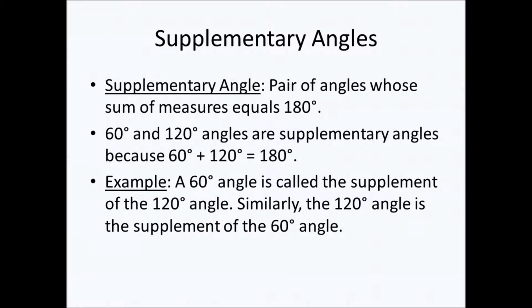Supplementary angles are a pair of angles whose sum of measure equals 180 degrees. 60 and 120 degree angles are supplementary angles because 60 degrees plus 120 degrees equals 180 degrees. A 60 degree angle is called the supplement of the 120 degree angle. Similarly, the 120 degree angle is the supplement of the 60 degree angle.